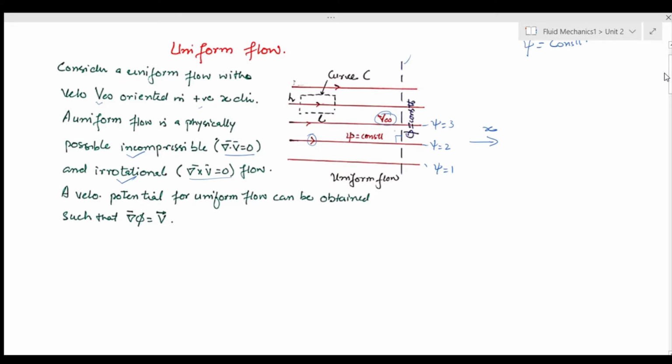Now, for such kind of flow, we can define a velocity potential for a uniform flow such that del phi equals V. If that's the case, then first thing which I can say is del phi by del x would be my velocity u, and the u component of velocity is given to me here as V infinity. Second, I can say that del phi by del y would be equal to the v component of velocity, and for my case of uniform flow, you would see that the v component of velocity is 0.